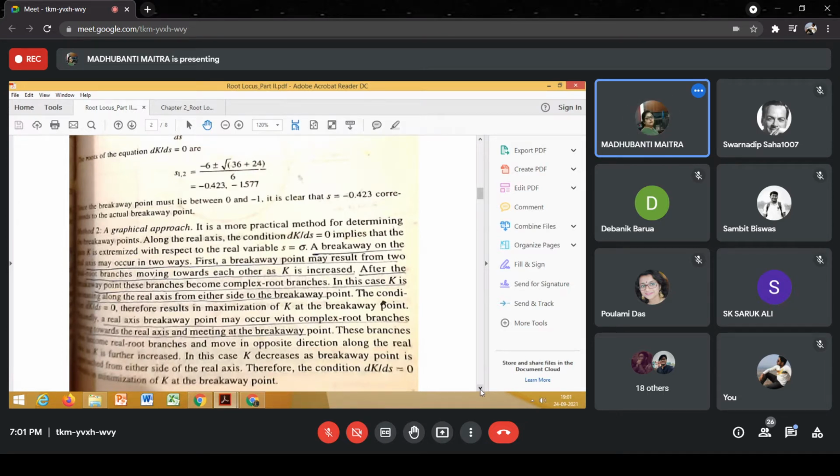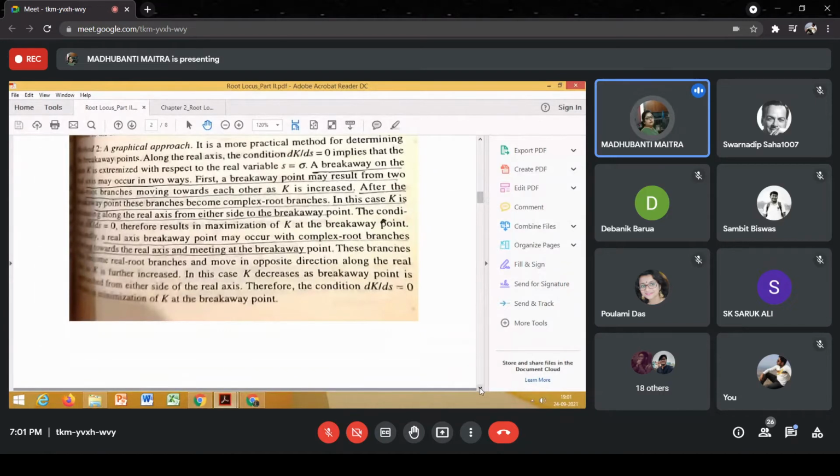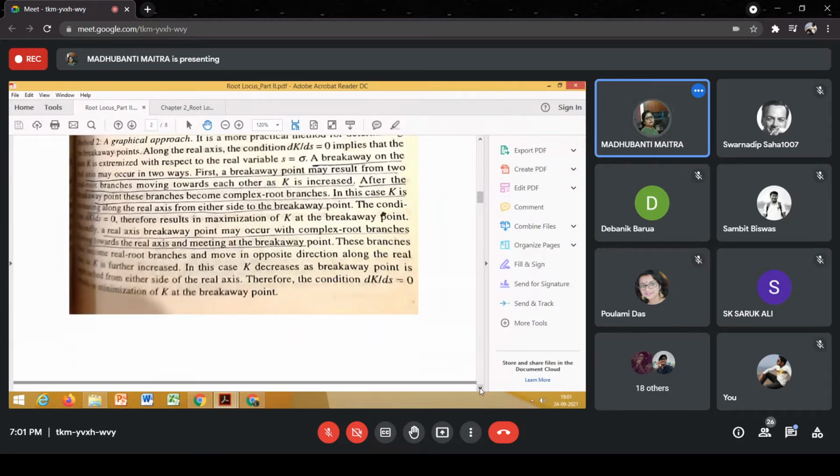So dK/d sigma equal to 0, right? That means K is being extremized with respect to sigma, isn't it? Either K will be maximized or K will be minimized. You get my point? So dK/d sigma equal to 0 means that on the real axis at the breakaway points, the value of K will be extremized, either maximized or minimized.